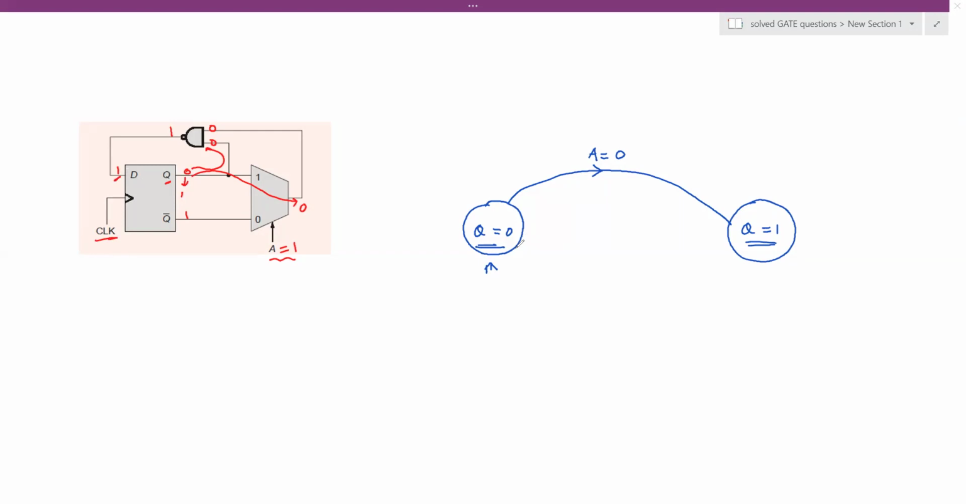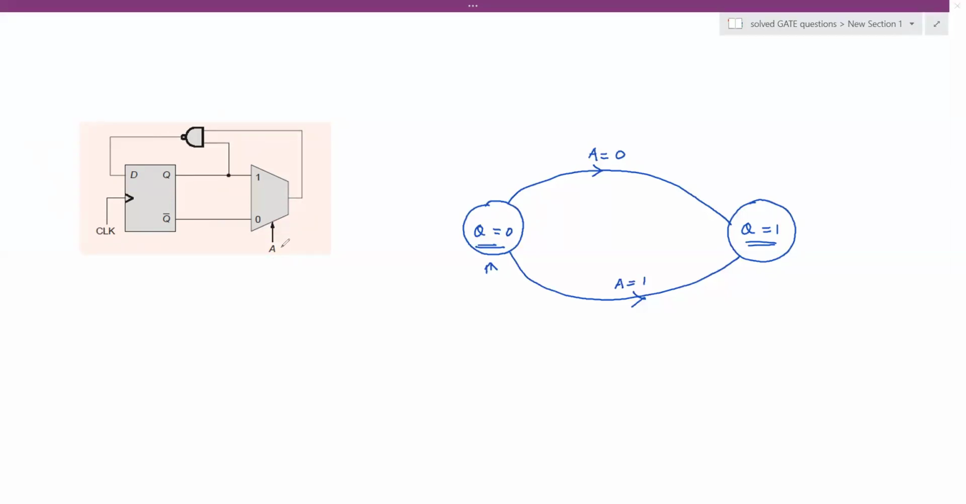So you again say that I have got this line that is coming from transition from Q equal to 0 to Q equal to 1, and this happened for A equal to 1. So I hope you are following me with what I'm explaining you here.